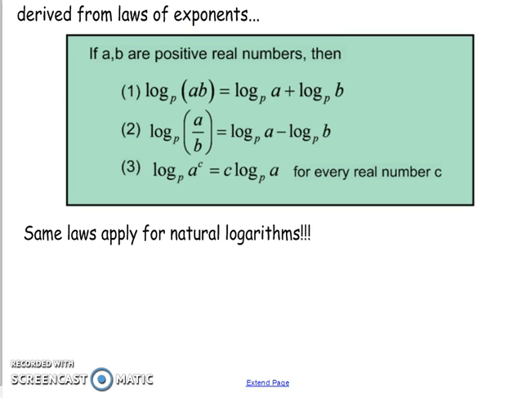Log base p of a to the c becomes c log base p of a for every real number c. So any exponent that you have goes down in front. The same laws apply for natural logarithms, which are ln. We'll talk about those a little bit later on. But if you see an ln, it works the same way as a log. All of the properties are going to be the same.